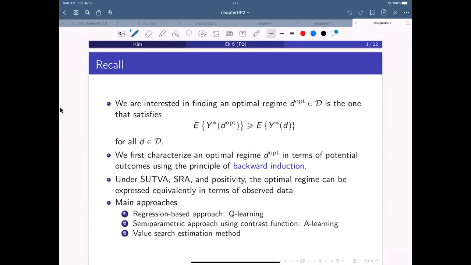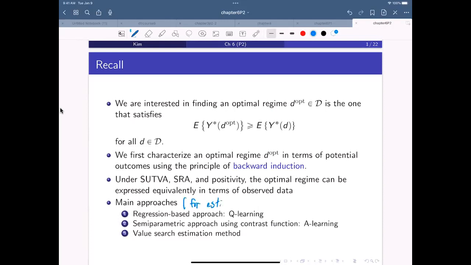And secondly, when you compute this conditional expectation, we need to identify the distribution, right? So then we use suitable SRA and positivity assumptions to identify the model and estimate the parameters, noise parameters, etc.